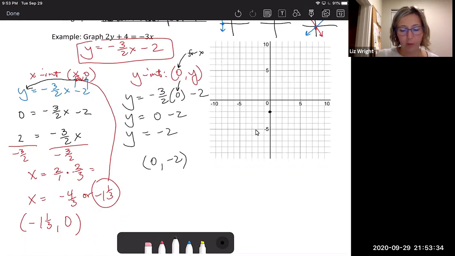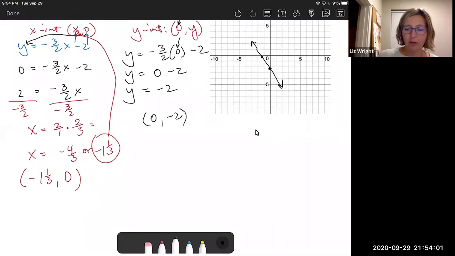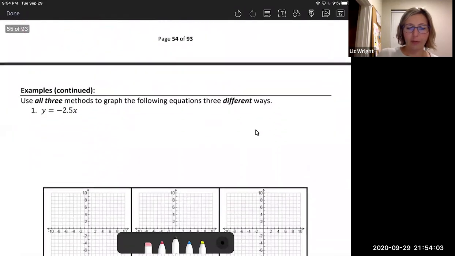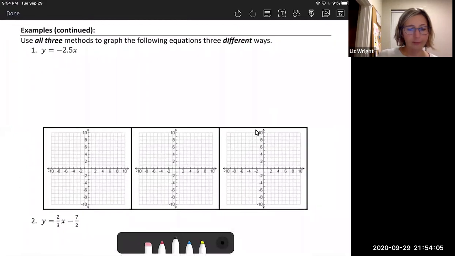I forgot to plot my other point of -1 1/3, 0. So it's going to be about right there. We're just going to eyeball it as close as we can get. And then you're going to use your straight edge and you're going to draw that line. And you need to extend it. So I've had students before just draw the little line segment between those 2 points. Don't do that. Extend it through those points, put arrows on the end because you're drawing a line, not a line segment. All right, so those are the 3 methods. Now we're going to try several examples doing all 3 of those methods.